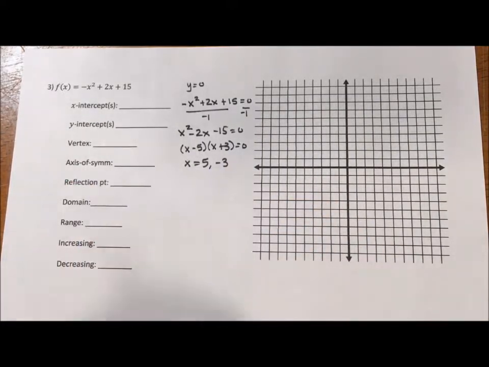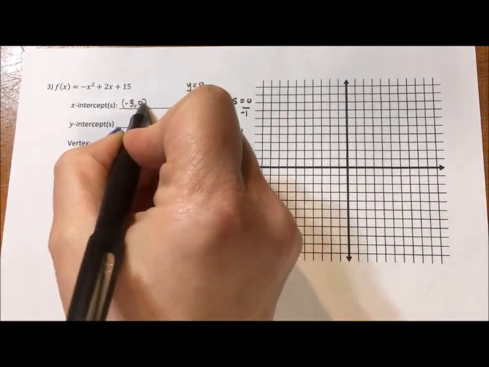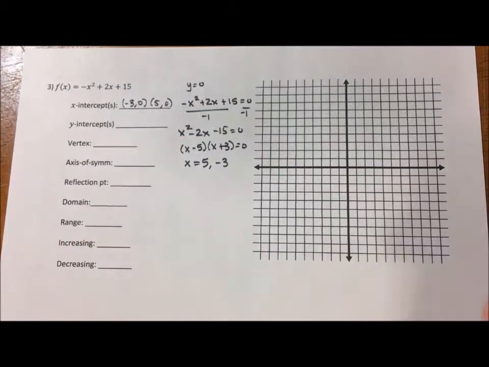Now when I write my intercepts, I write them as ordered pairs. Always, always, always. An intercept is an ordered pair in my world. So -3, 0, and 5, 0.